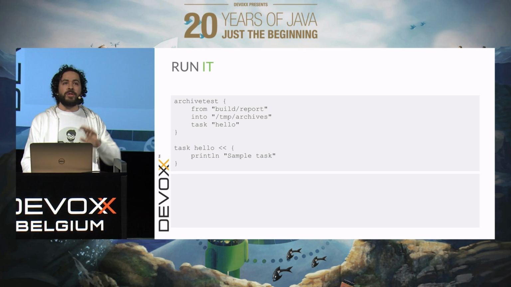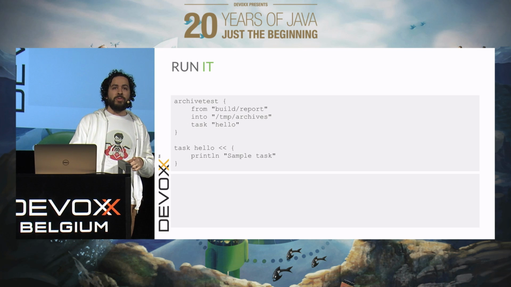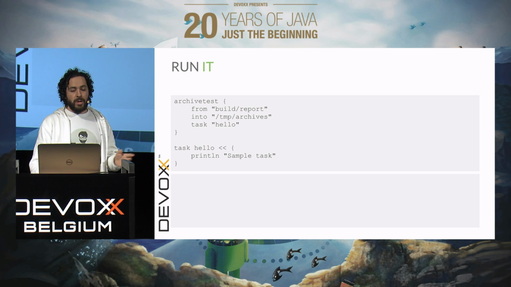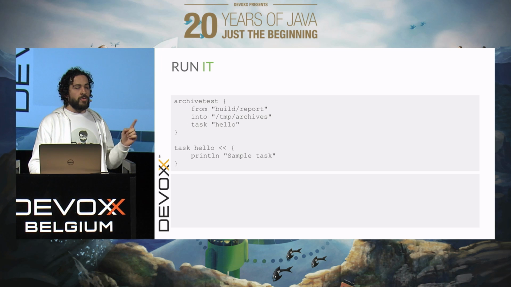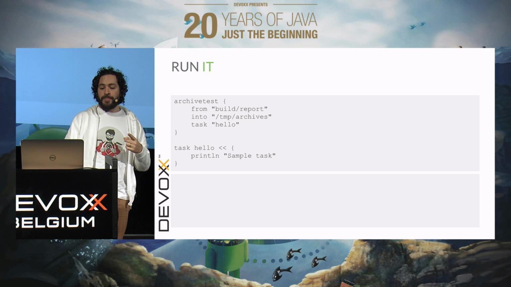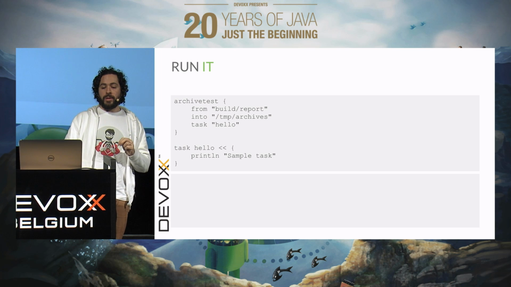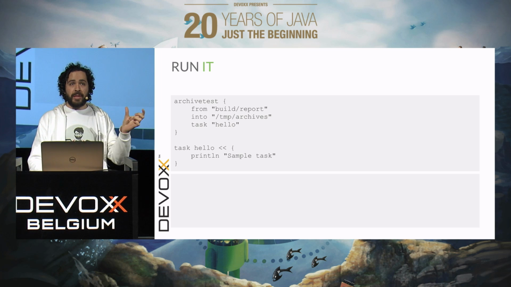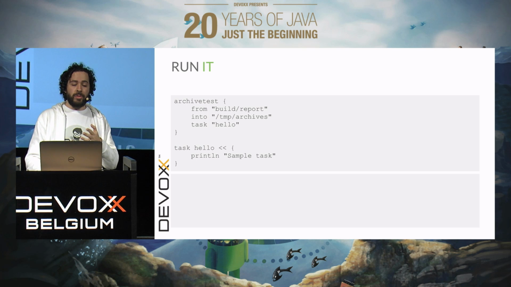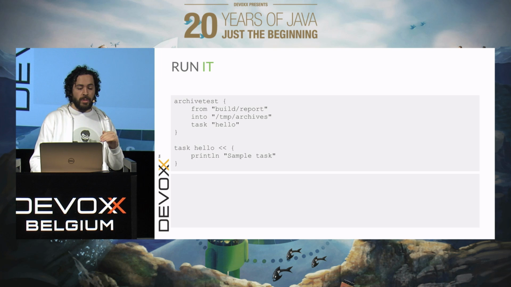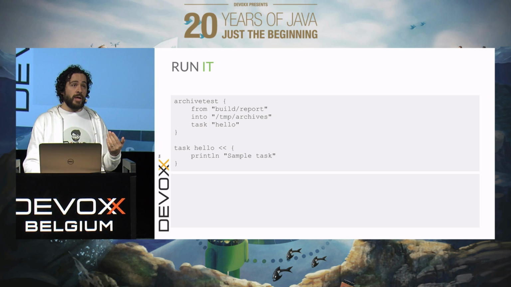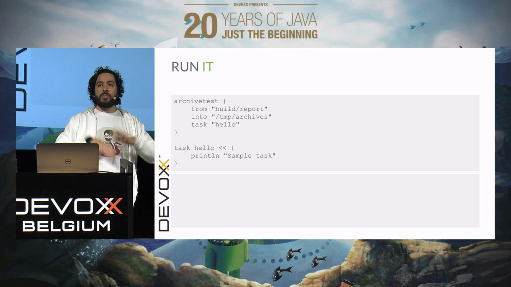Okay, so here is another example of what a user can do using our plugin. He used archive tests, the same as before, setting from and into, and then he's adding another thing, the task. He's configuring the task property, setting it to hello. Then, right behind this declaration, he creates a new task called hello, doing whatever he wants.